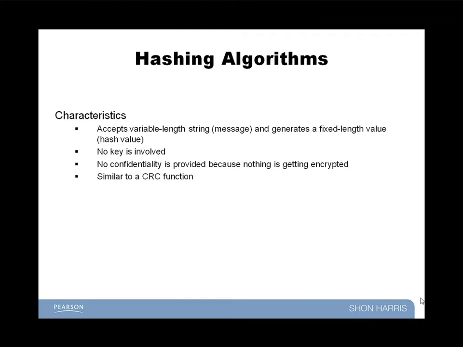Now, CRC functions work at usually about the data link layer of the OSI model of the network stack. So CRC functions are more about network transmission corruption, where hashing is looking at the data payload of an actual packet. So a hashing algorithm is looking more at when people actually change a message on purpose versus if there's a transmission error.